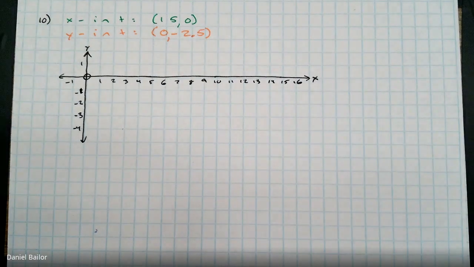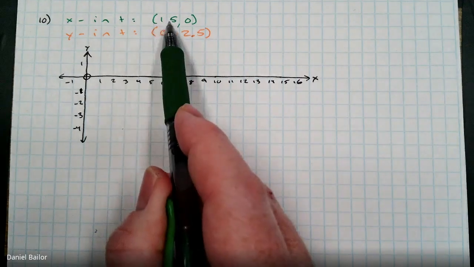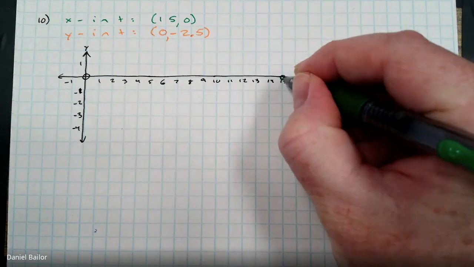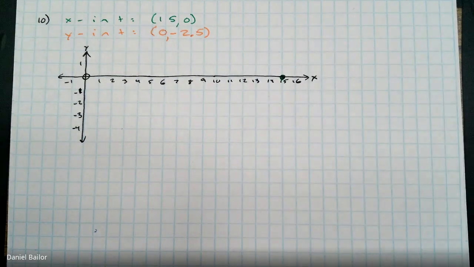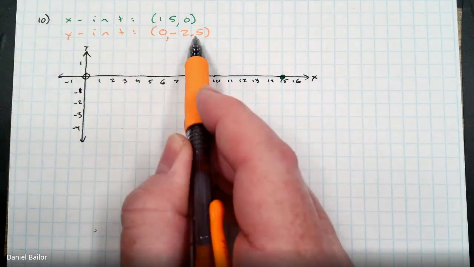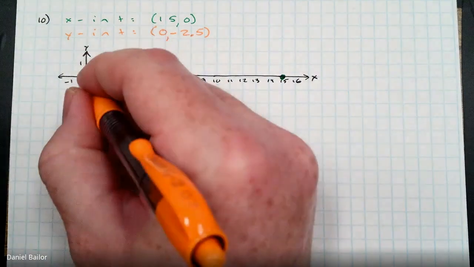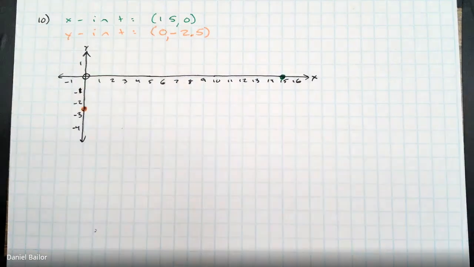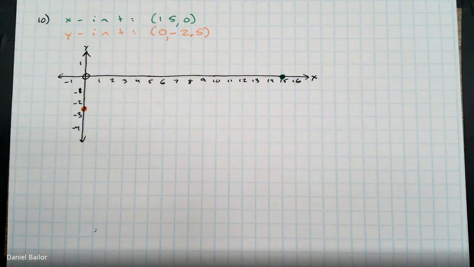Now I'm able to put my points. So my x-intercept is 15 x, 0 y, which is where it crosses the x-axis right there. My green dot. The y-intercept is (0, -2.5). So 0, and then I go down 2.5. So it's going to go right there, halfway between -2 and -3.